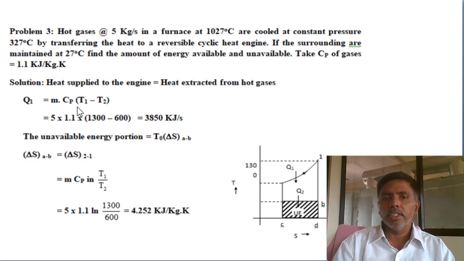So the total energy is m Cp delta T. This is the heat supplied to the heat engine. 1300 minus 600, into specific heat 1.1, and total mass flow rate 5. This is 3850 kilojoules per second. And then change in entropy is m Cp ln T2 by T1, this is at 1300 by 600. So you will get 4.253 kilojoules per kg Kelvin, into T naught, 300, means 1200 kilojoules per second is the unavailable energy. 3850 minus 1200 means around 2650 is the available energy.